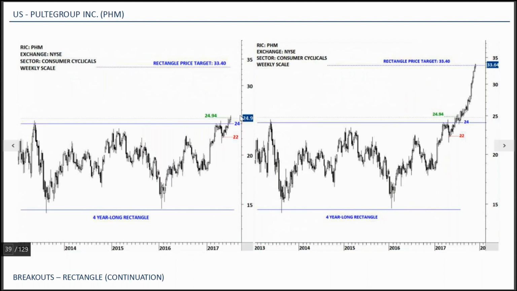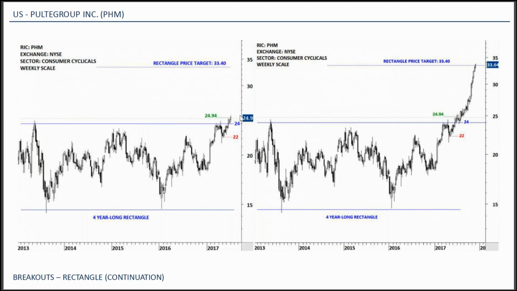This was a perfect example of the longer the duration of the consolidation, the stronger the breakout, and the more the upside is. Pulte Group, a US company, breaking out of a four-year long rectangle after several tests of the boundary and immediately reaching the chart pattern price target. Those types of good surprises will happen in the long run.